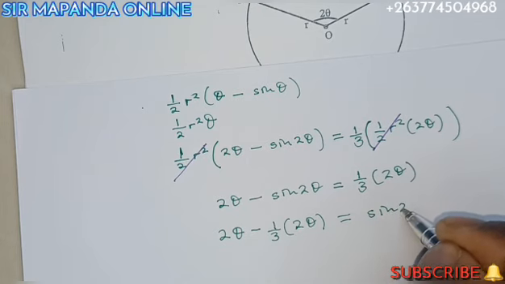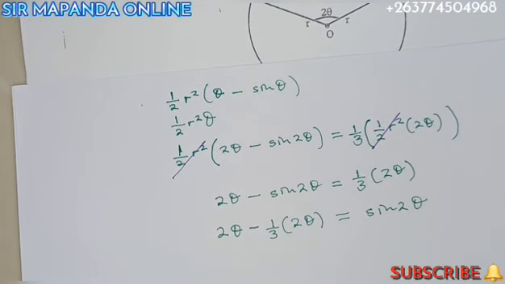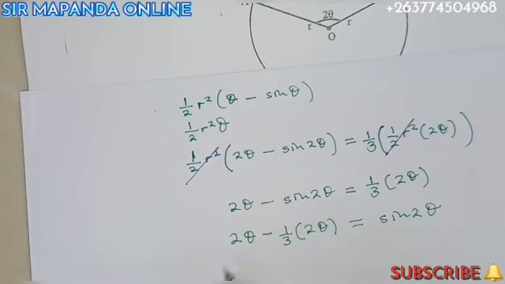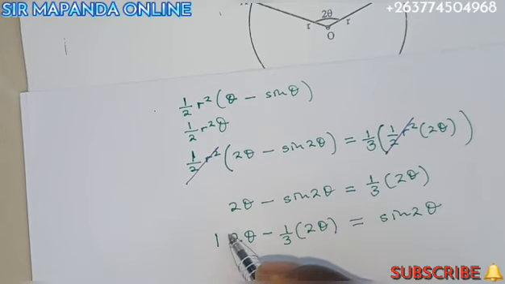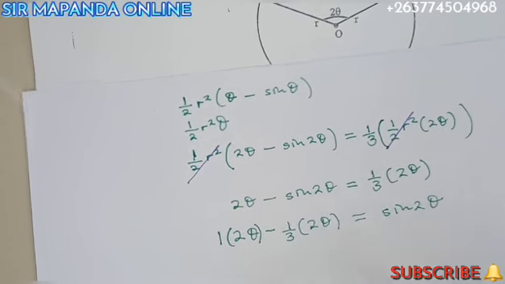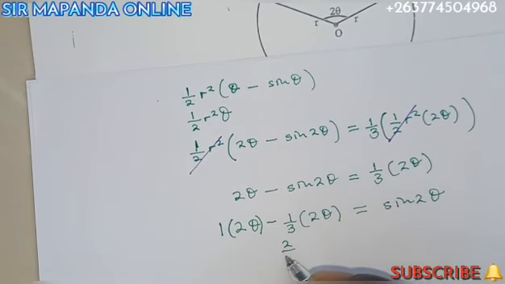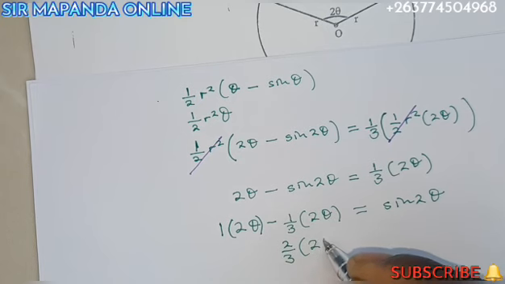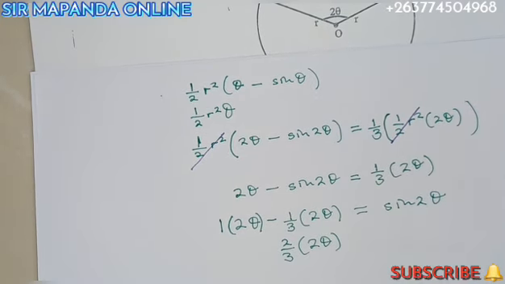So it becomes positive sine 2 theta. Right, you can notice that 2 theta minus 1/3 2 theta are like terms, where 2 theta is as good as 1 2 theta. So you are simply saying 1 minus 1/3. You get 2/3 2 theta, something like this.